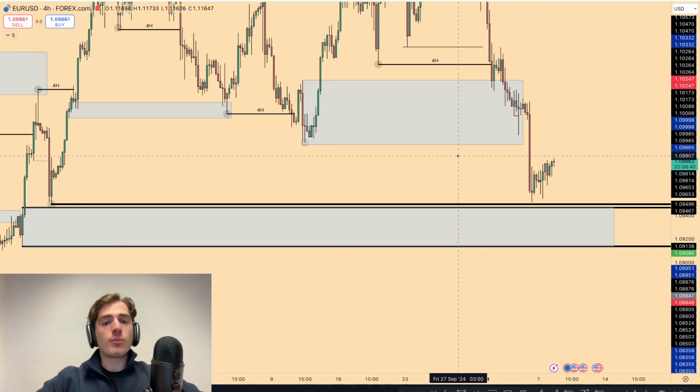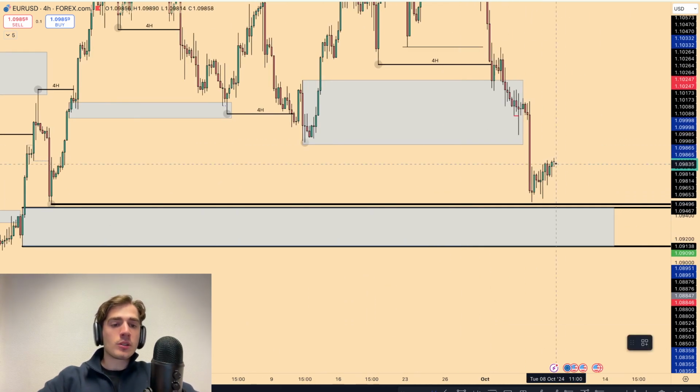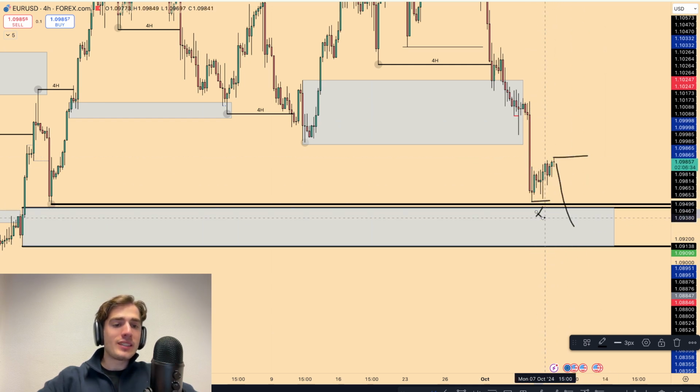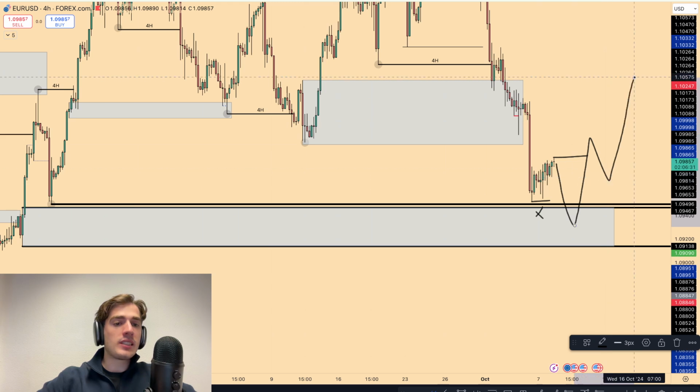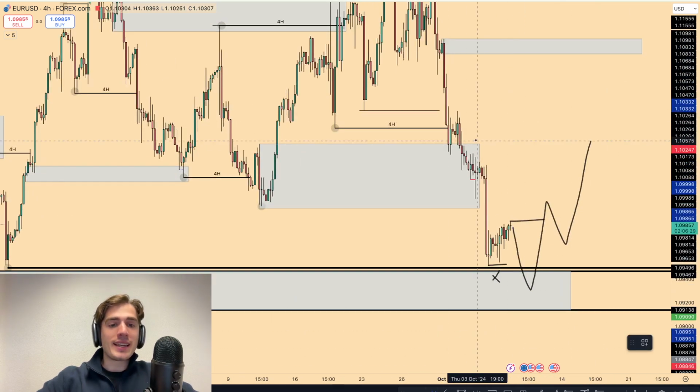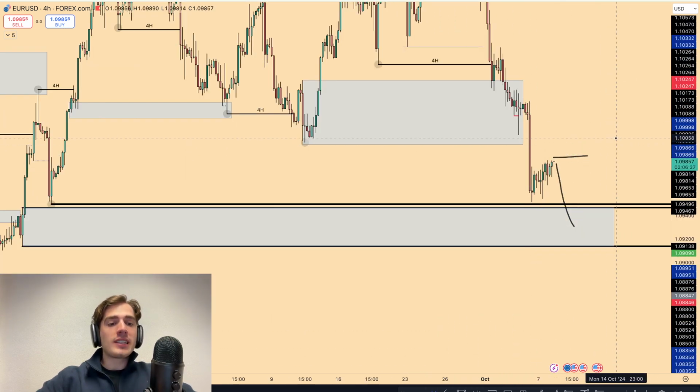So I would prefer to see a drop down from euro dollar. Then this becomes your 4-hour fractal high. We grab liquidity underneath the early buyers, and then we see market structure shift. We go long and we take out all of these equal highs. Now, obviously, this is the ideal scenario, but what is the non-ideal scenario?